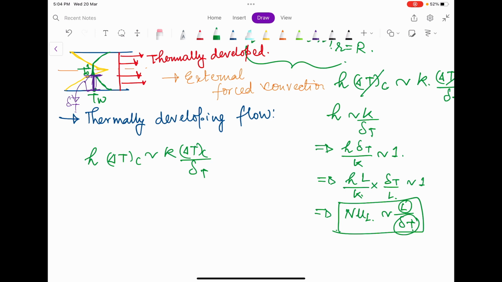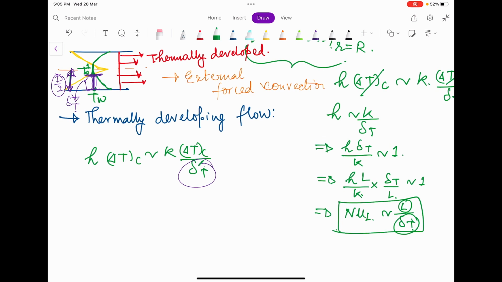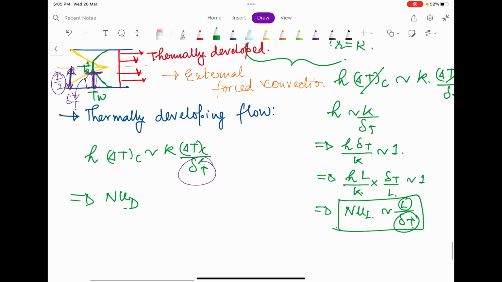But here my point is that in the thermally developing flow also the concerned length scale should not be D, should not be D by 2 or D, because this R is not the length scale through which the whole heat transfer is happening. The heat transfer is happening only through this one intuitively. So the length scale is delta t, or let me call it delta t dash, so that you don't confuse it with the external forced convection. But then again here also I will not have my Nu in terms of D constant. Okay, there also some variation will be there. So let me write it.